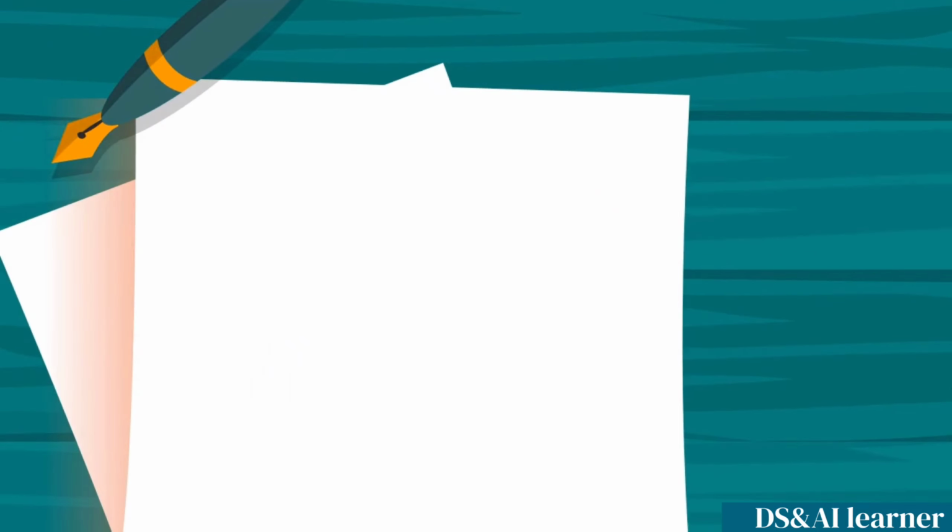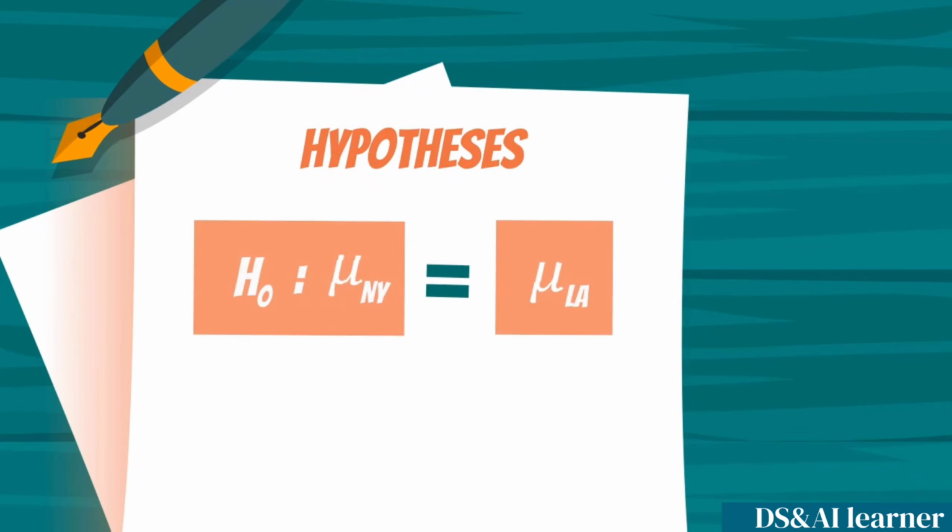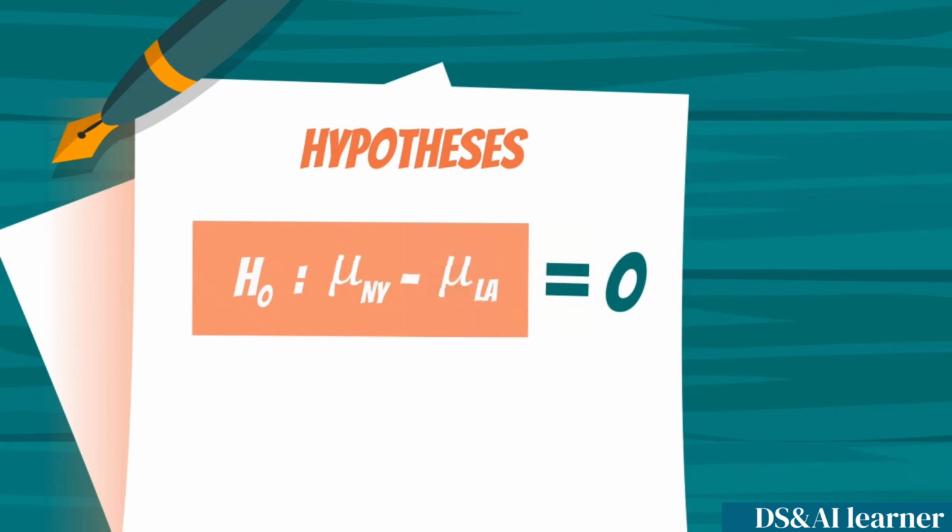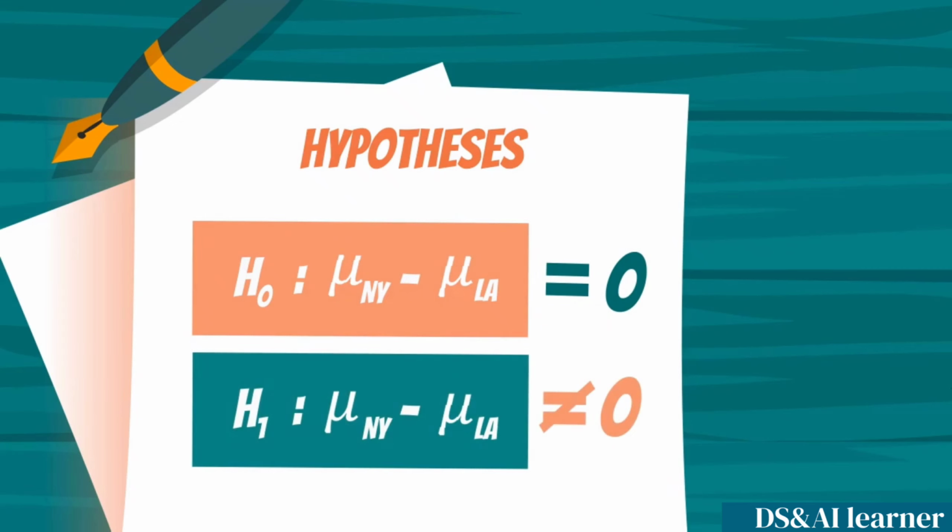Let's state the null and alternative hypotheses. H0: mu in New York is equal to mu in L.A., or mu New York minus mu in L.A. is equal to 0. H1: mu in New York is different than mu in L.A., or mu in New York minus mu in L.A. differs from 0. All right, that's our dataset.